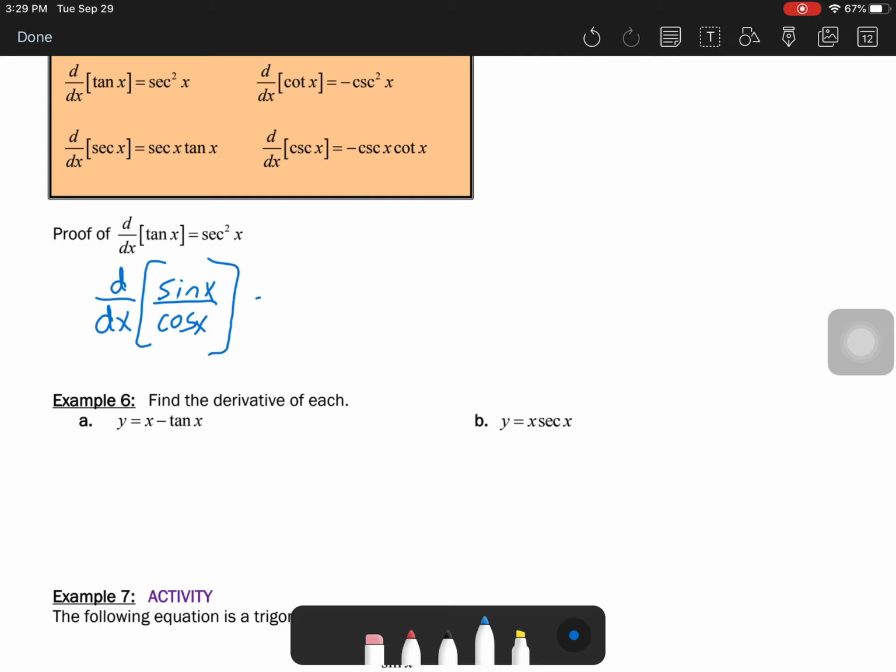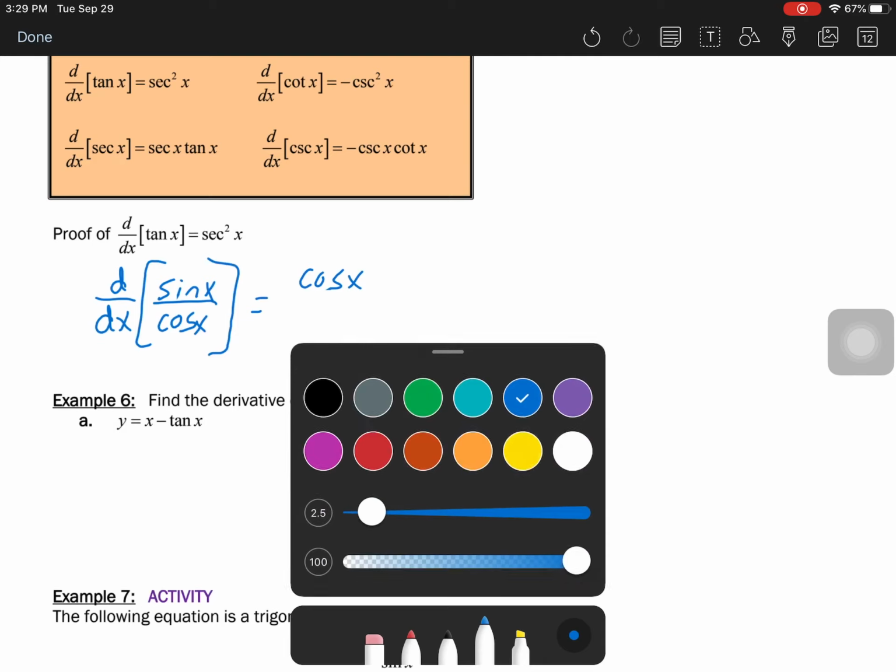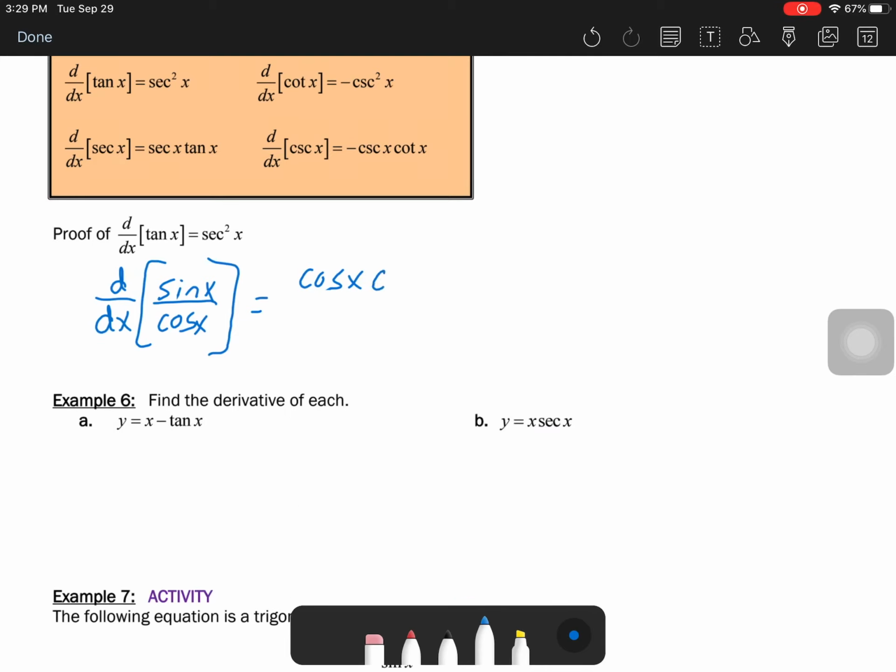So if we do the derivative thinking of our low d high minus high d low all over the square of what's below, I would go low times d high. So the derivative of the sine is cosine, right? And that's the derivative of the top, and then times the bottom. Times the bottom is just times cosine again. Right? Cosine of x times cosine of x. So that's what I get when I start this thing. And then minus, okay, so that's low d high minus, and now we're going to go high, sine of x, times d low. What's the derivative of cosine? The derivative of cosine is negative sine. And then it's all over the square of what's below, so all over cosine squared, right?